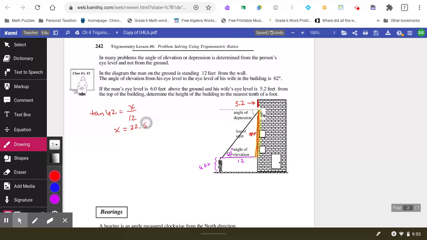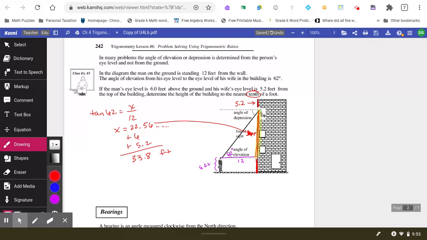22.56. Now don't stop. We're going to go to the nearest tenth of a foot, but give some extras until we get to the very end. Now we know that that is 22.56 here. So now I have to add the 6 feet off the ground, this part. And then I have to add the 5.2 at the top. So when you're all done, you'll get 33.8. That's the height of the building.